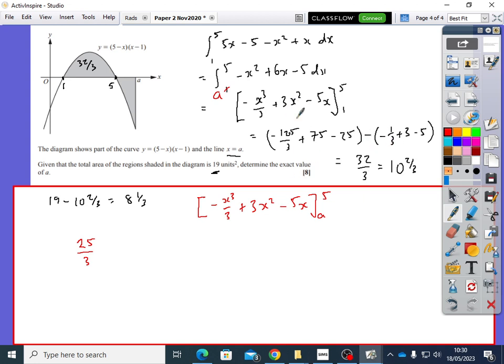And then if I put the a in here, that's going to give me minus a cubed over 3, 3a squared, and minus 5a, and that's going to equal 8. Well, I'm going to put that over 8, 16, 24, and 25 over 3. Okay, which is the same as that.